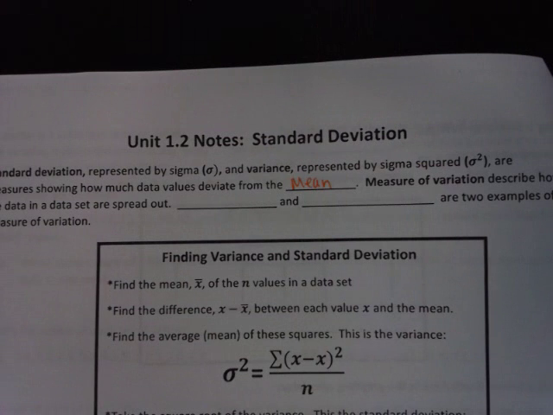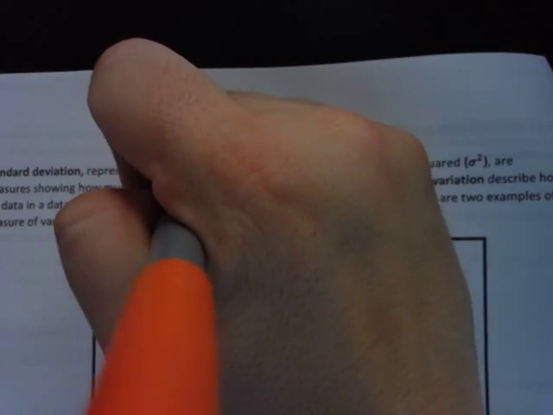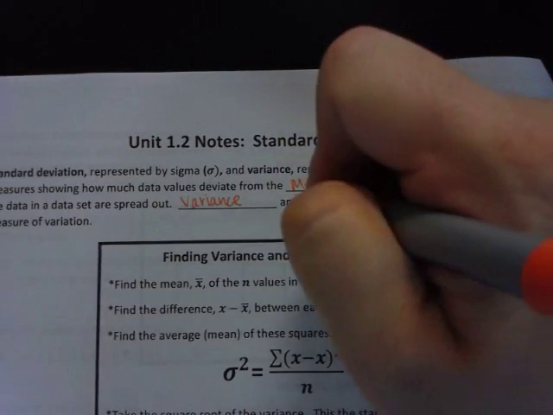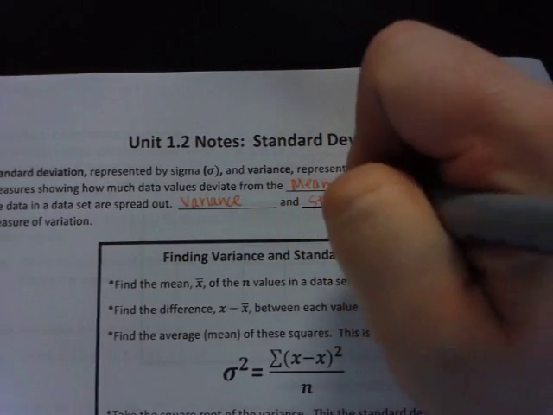Measures of variation describe the data in a data set, or how they're spread out. Variance and standard deviation are two examples of measures of variation.